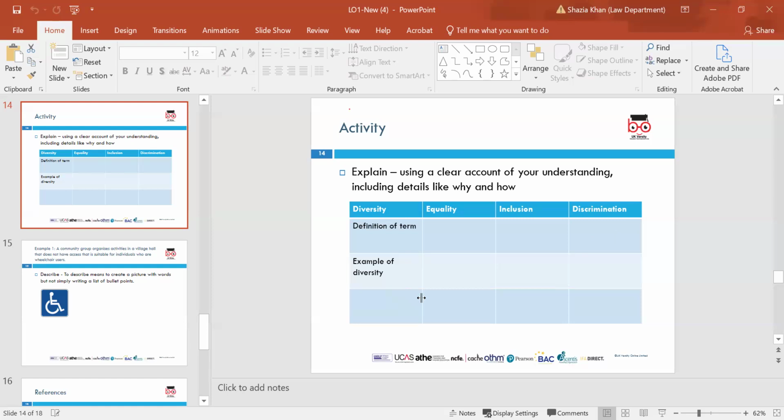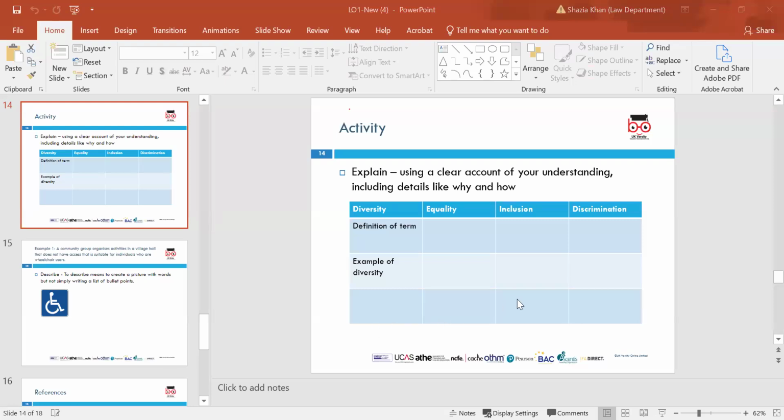So it's explaining using a clear account of your understanding, what you think it means, including details of why and how. So what you think equality means, what you think inclusion means, what you think discrimination means, and why and how. So give examples of diversity, give examples of equality, give examples of discrimination. Please fill this in as you go along, so you've got a little bit of an idea of what the elements are.